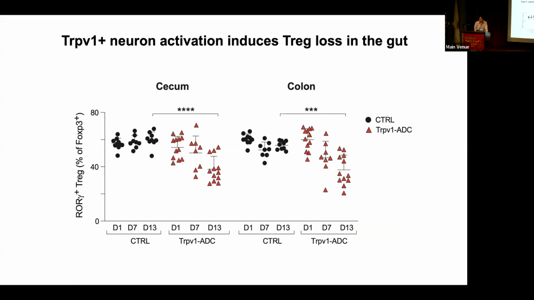So Tregs are really important to control inflammation, right? T regulatory cells produce IL-10 and anti-inflammatory mechanisms to dampen things like autoimmunity or to induce oral tolerance. And you can see here when we activate the TRPV1 neurons using these DREADD approaches, over the course of time, you start seeing Tregs going down, in particular this subset that expresses RORγ. So what does this mean? This means potentially pain will induce the loss of the control of inflammation.